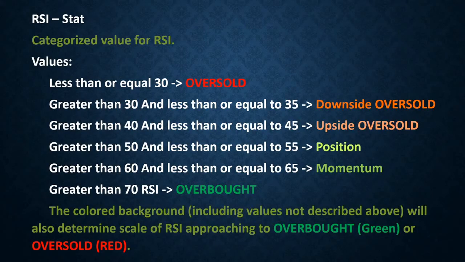RSI stat. Categorized value for RSI. Values. Less than or equal to 30 is oversold. Greater than 30 and less than or equal to 35 is downside oversold. Greater than 40 and less than or equal to 45 is upside oversold. Greater than 50 and less than or equal to 55 is position. Greater than 60 and less than or equal to 65 is momentum. Greater than 70 is overbought.